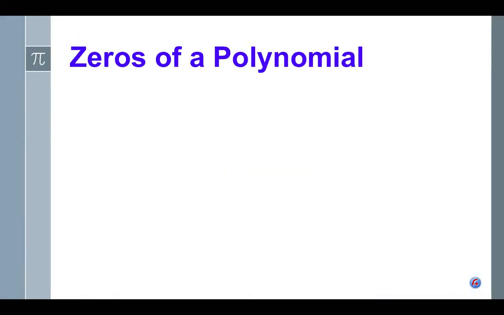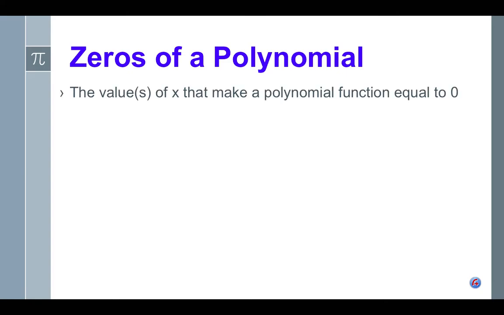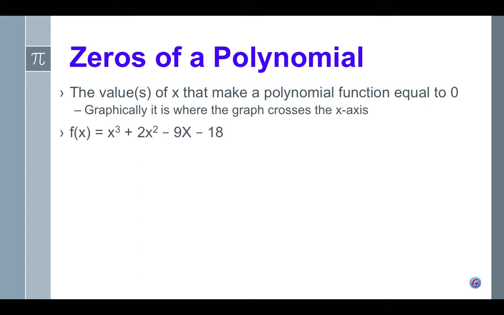So first of all, let's look at a zero of a polynomial, and we dealt with this a little bit in quadratics. The zero of a quadratic is what x value or x values make a polynomial function equal to 0. Now, graphically, something we're going to do later in this study of polynomials, it's where the graph crosses the x-axis. We didn't really do that in quadratics, but we're going to really stress it here. But let's get away from the graphic piece. We're going to look at the x values that make a polynomial function equal to 0.